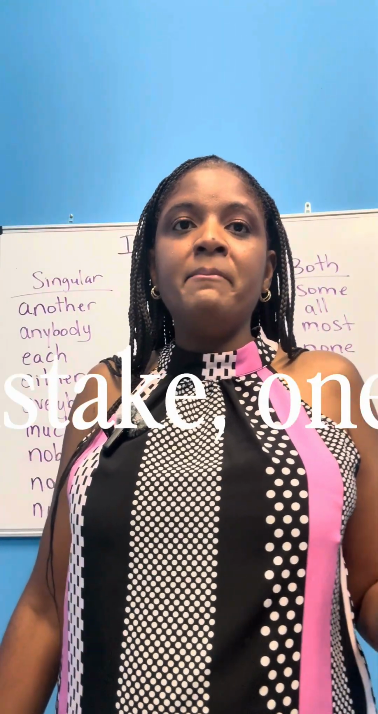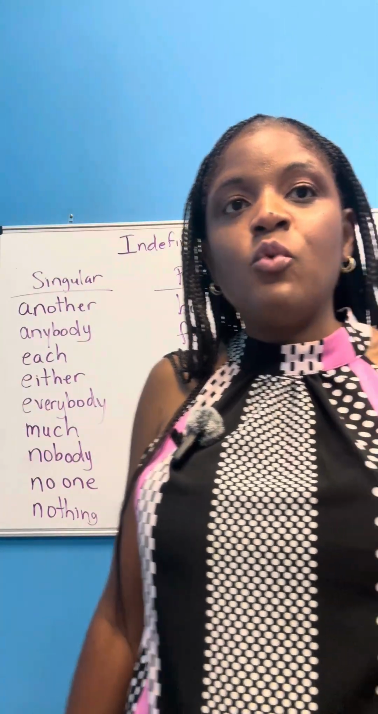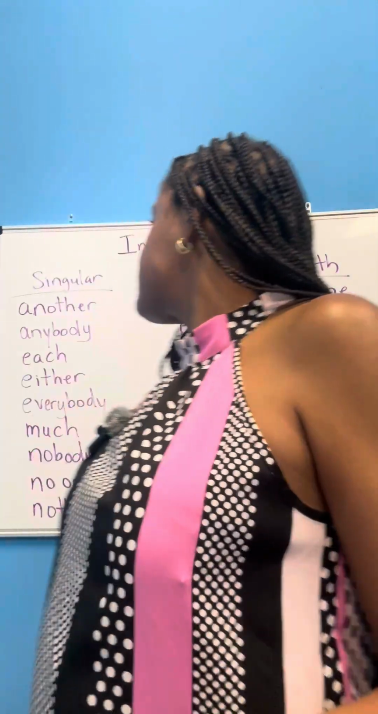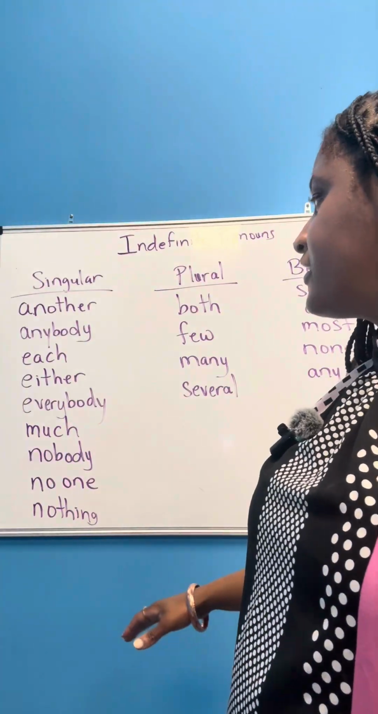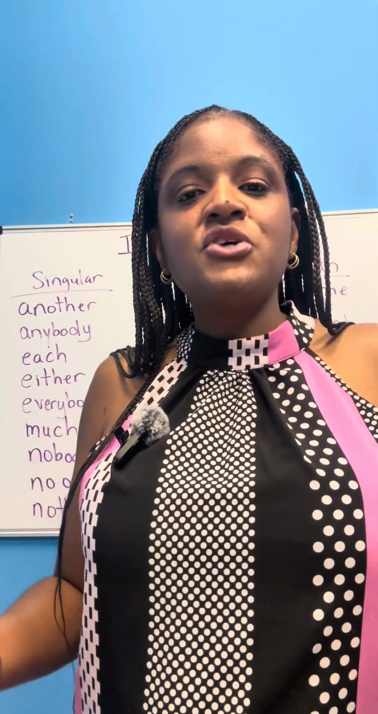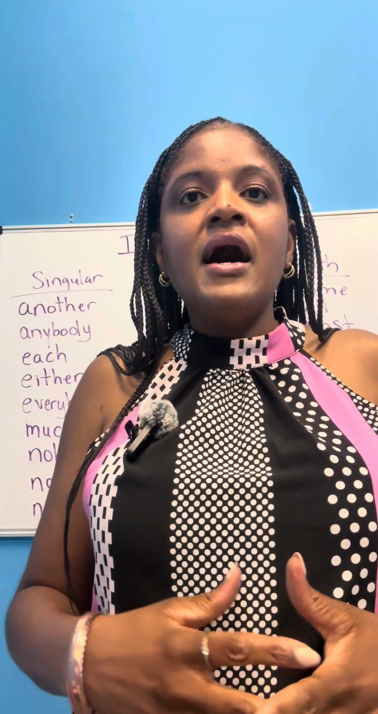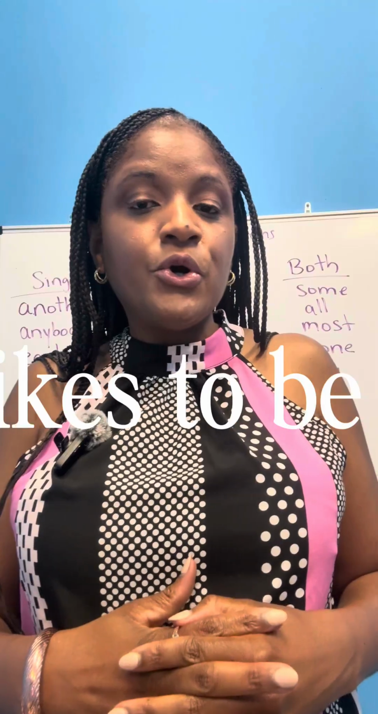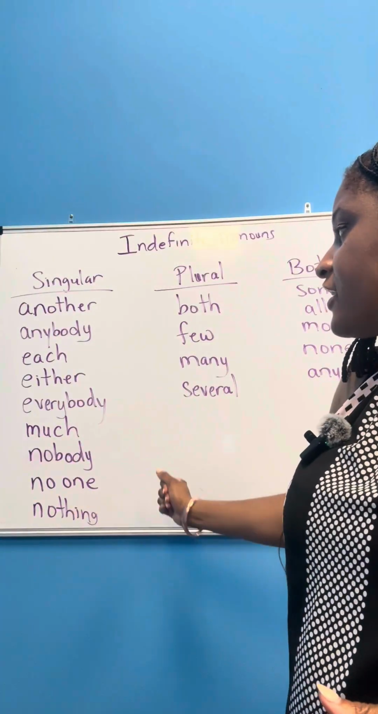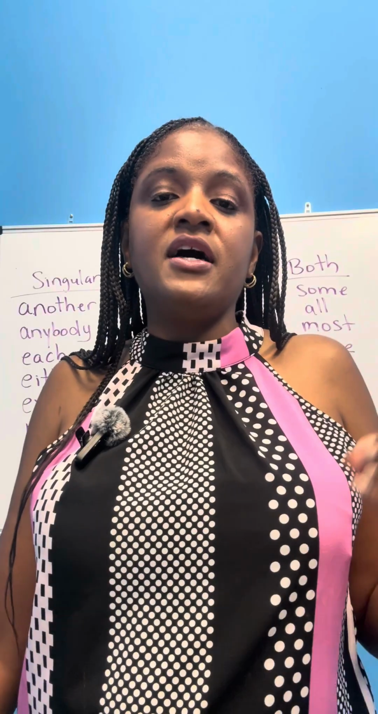"When one makes a mistake, one should learn from it." So that one is singular. I don't think I have that on here, but I have no one, and it is singular. So you have your verb makes. "Nobody likes to be ignored." That's another example of a singular indefinite pronoun, so you want to use the singular verb likes.